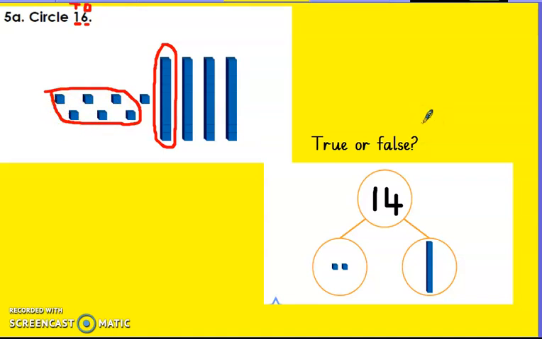Okay. Ooh. True or false? 14 is 1 10. Yes, it is. There's the 1 10. And, oh, 2 1s. That doesn't look right, does it? How many 1s do we need in here to make 14? Have a think. I should have 4 1s in my answer, shouldn't I? So 1 10 and 4 1s. So we need to add 2 more 1s into this box. Okay. So 1 10 and 4 1s makes 14 in our part-part whole model.